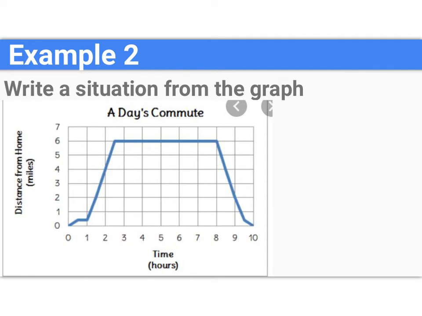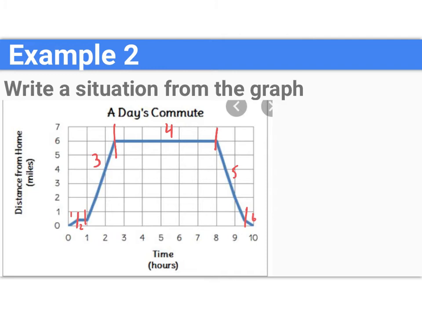Okay, so let's talk about how to analyze this graph. So what do you have going on? So you have a distance changing. So let's call this section 1. Let's call this one section 2. Let's call this one section 3. Let's call this one section 4, section 5, and then section 6. So we have 6 sections that are going on in a day's commute.